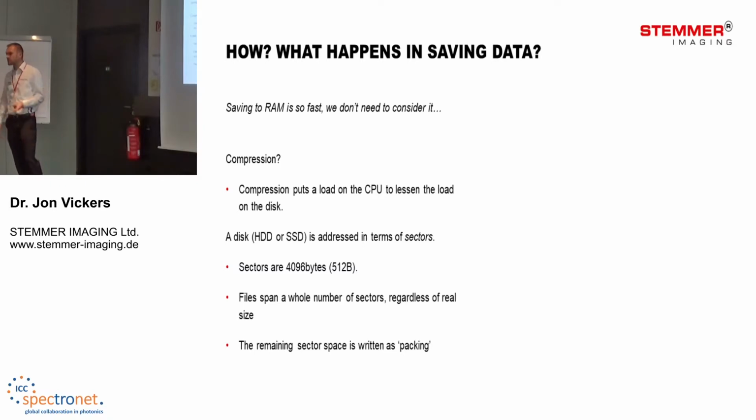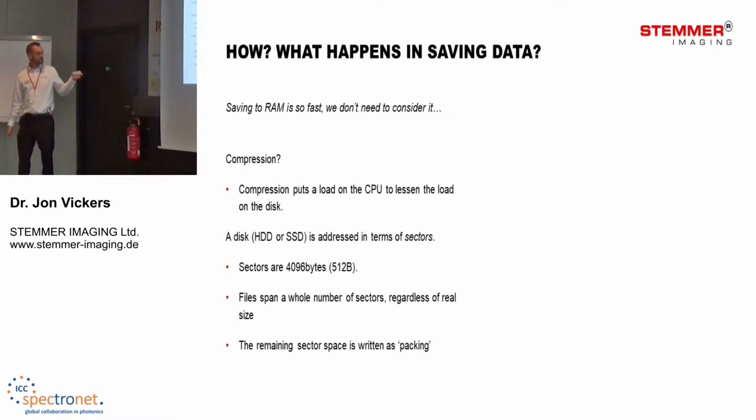So, we looked at RAM. RAM's so fast we don't have to think about it. It's faster than any camera. It's really not going to be a problem. So if you can use RAM, it will be fast enough. So we look at disks. What about compression? If you can use compression, what you're doing is you're taking some of the load off the disk and putting it on the CPU. Somehow you're converting the data to reduce the load on the disk.